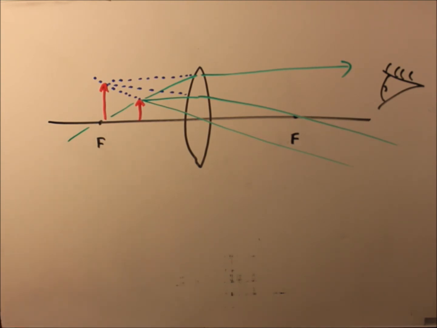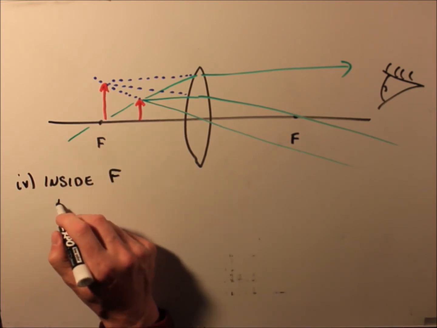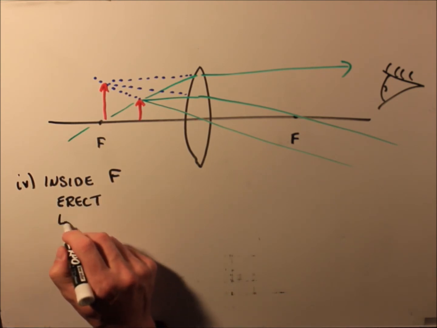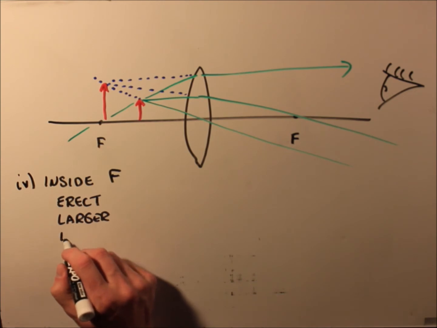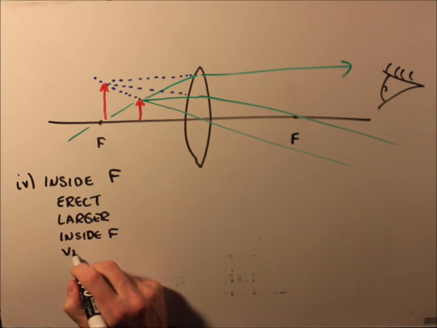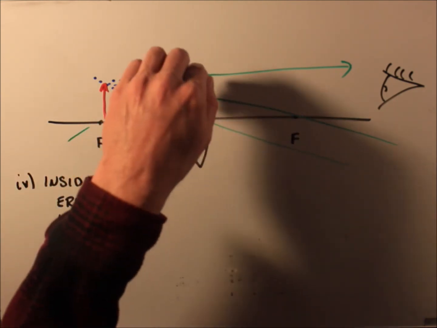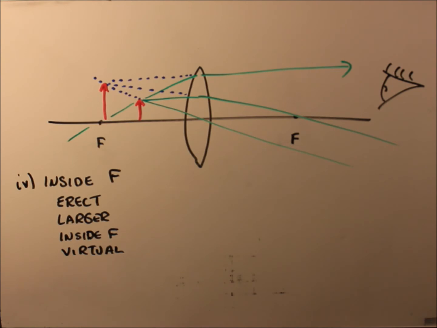So if the object is inside F, then we get an erect image. It is larger. It is also inside F. And the image type here is virtual. So that's a bit of a different situation, but you do see the magnification. I'm going to show you another one in a few minutes where we also get the optical effects of these extrapolations, so to speak. But let's do one more lens.